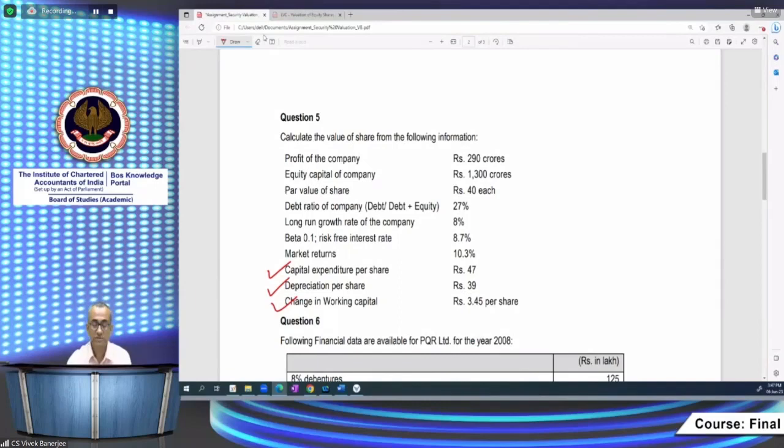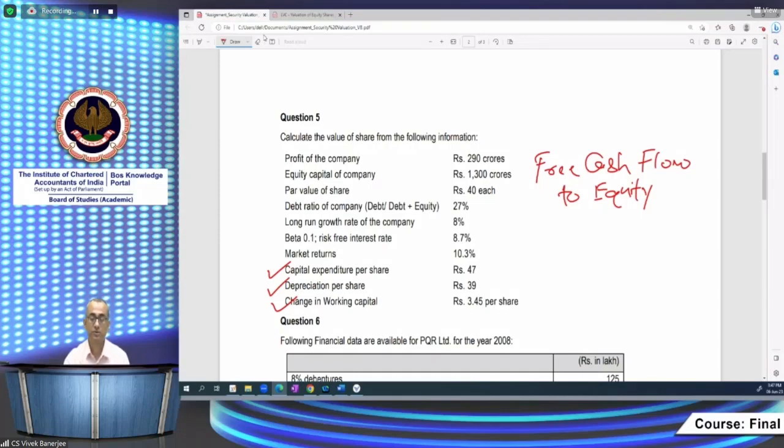So various figures, that is capital expenditure, depreciation, change in working capital. From this, you can deduce that the free cash flow method will be applicable in this case. Free cash flow to equity method will be used in this case. And for this, we have to start from the profit.